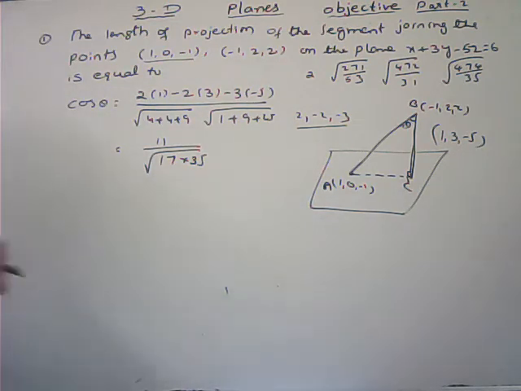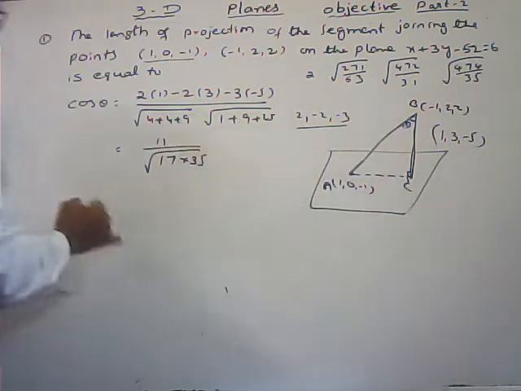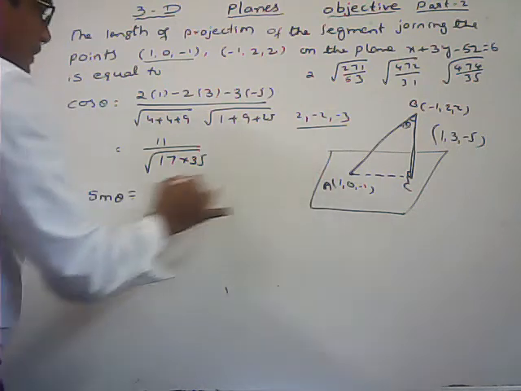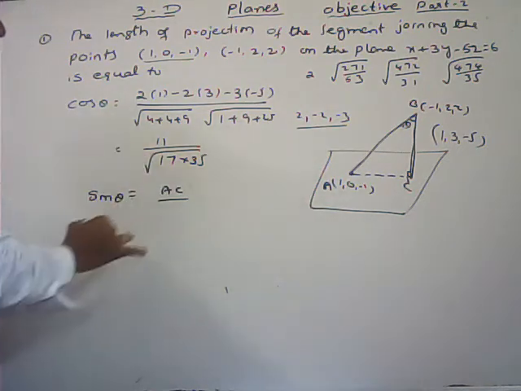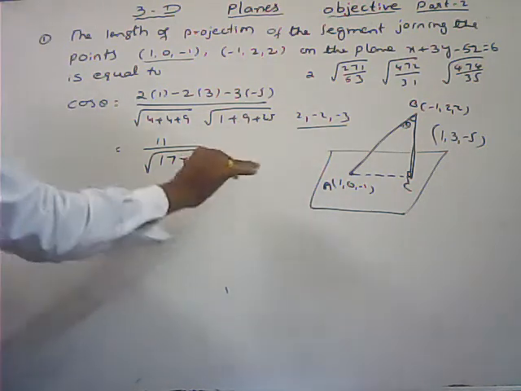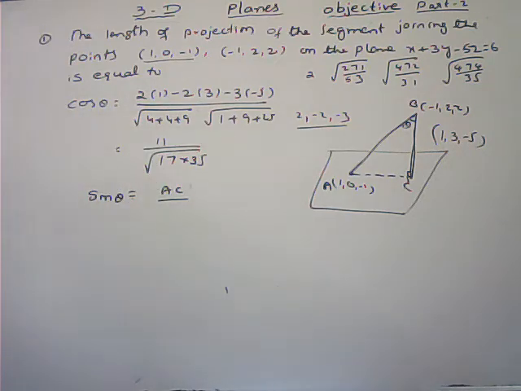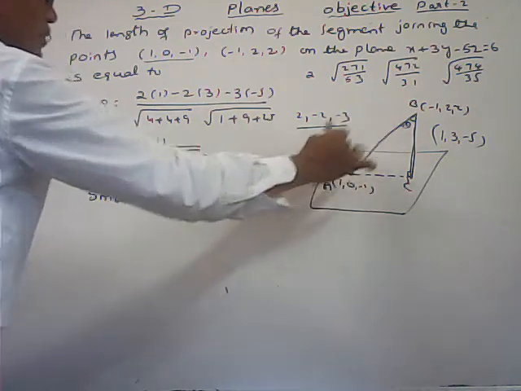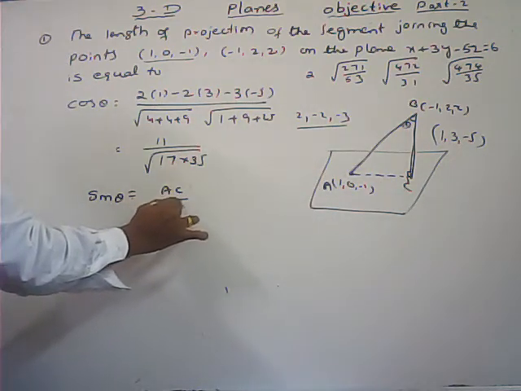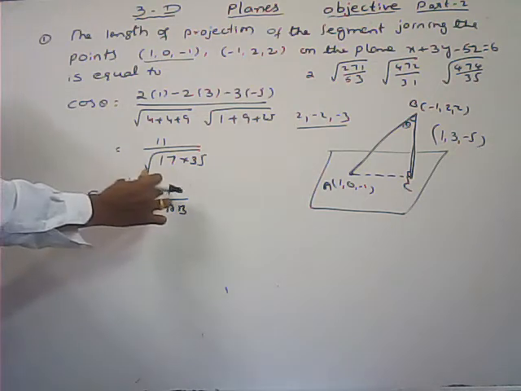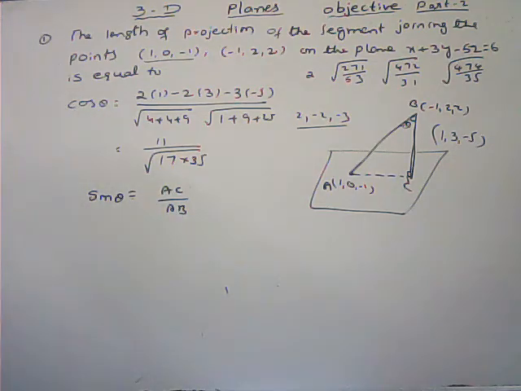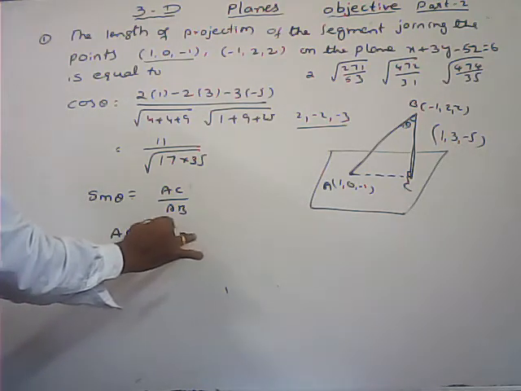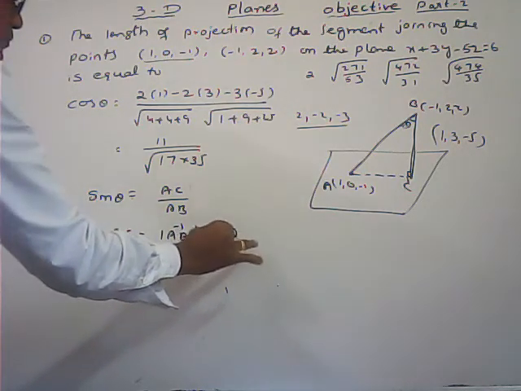Now, if I take sin theta, that is equal to the opposite side AC by the hypotenuse AB. AC is the projection of AB bar on the plane. Sin theta is opposite side by hypotenuse, that is modulus of AC bar by modulus of AB bar. So AC is equal to modulus of AB bar into sin theta.